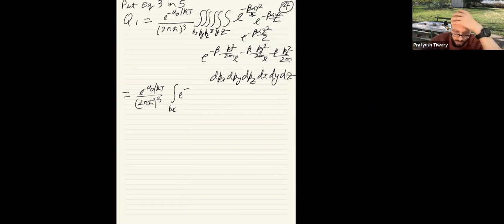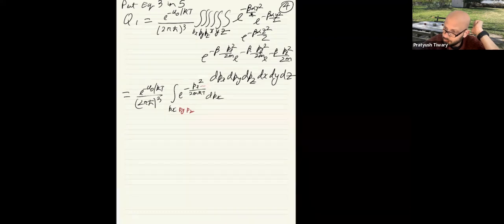So this is going to be e to the power... When I'm doing the momentum part, it's going to be e to the power minus px square by 2mkT, dpx. There will be a similar integral for py, right? Where instead of px, I'm going to write py. Instead of py, I'm going to write pz.